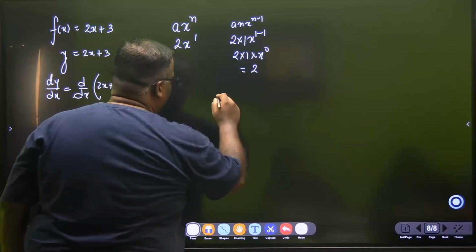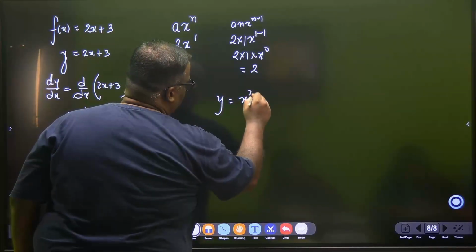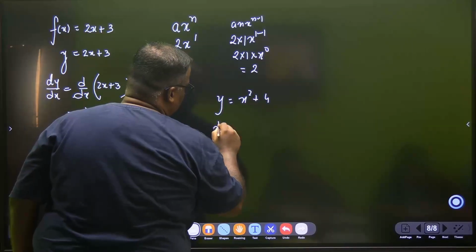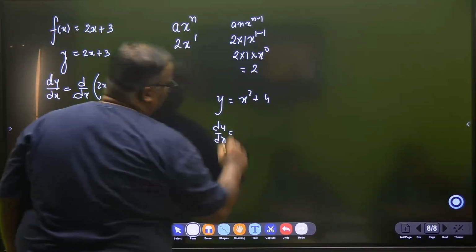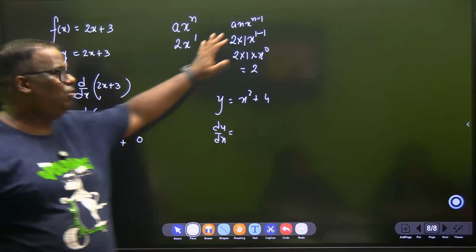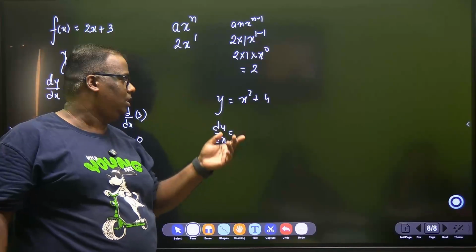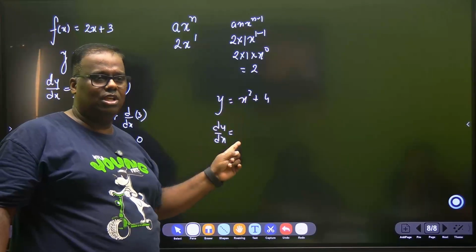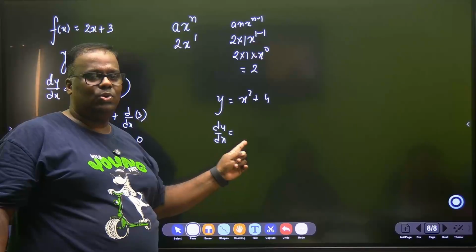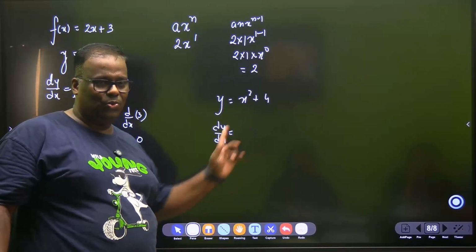But in the next problem, we took y equal to x square plus 4. So what is dy by dx? Don't go this way. Look at me and we'll calculate. Whatever is here, put here. 2x to the power 1.